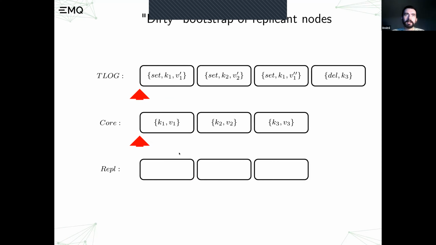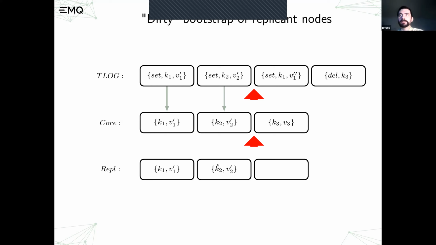So let's consider an example. So tlog is a list of operations that are applied in real time, and the bottom two rows represent the state of the core node table and replicant table as the bootstrap process progresses. So imagine we had a write operation in the tlog. Bootstrapper picks this operation up. Same here. This operation is picked up.